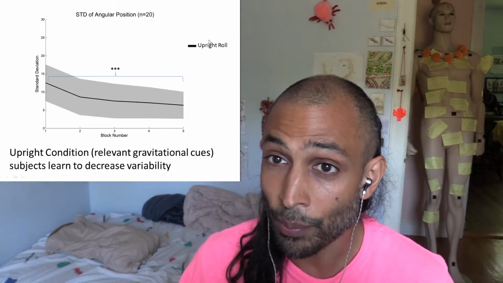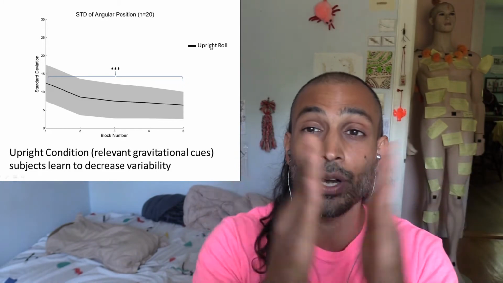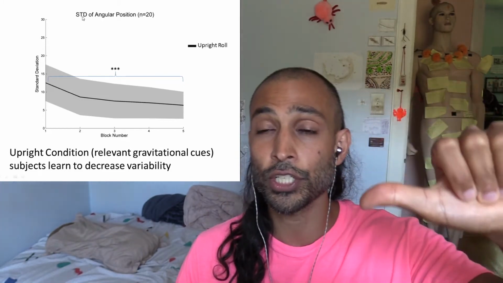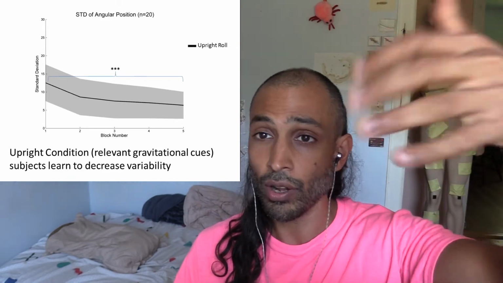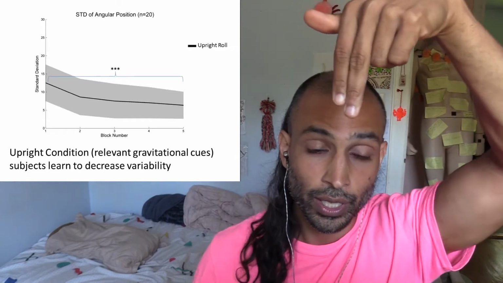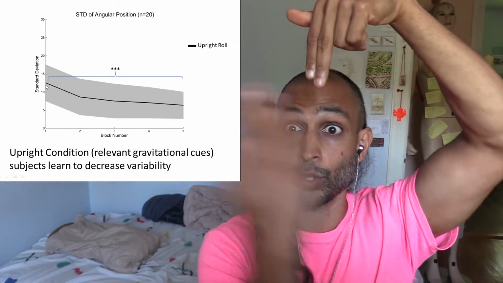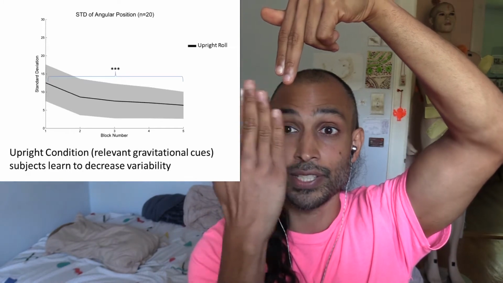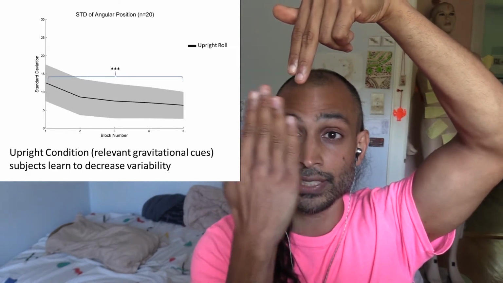This group is the upright group, the people who have a good sense of where they are in space. And the metric I'm showing you here is a standard deviation of angular position. And all that means is how much variability do you have around that balance point. In the beginning, you can see these people are all over the place, quite high standard deviation. And as time goes by, you can see that there's a classic learning curve, and statistically, they're able to reduce that quite a bit.